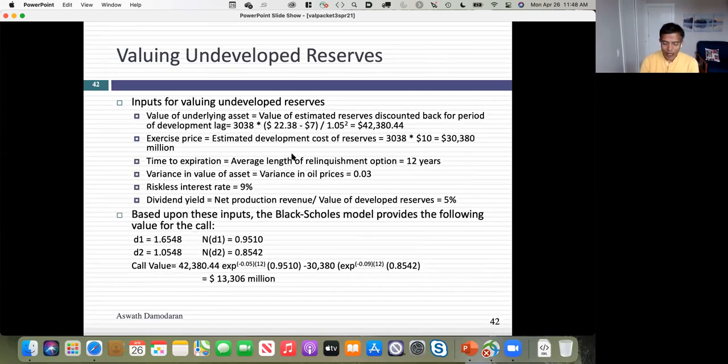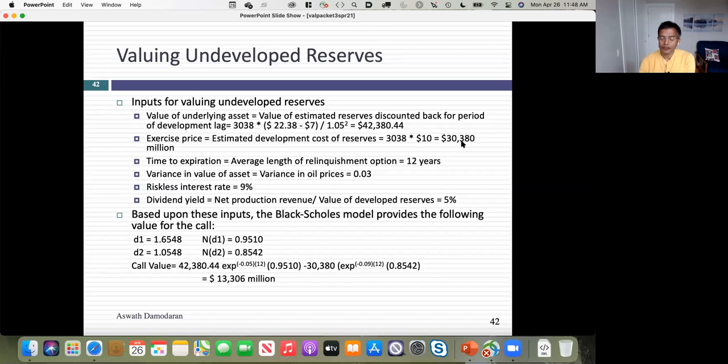So let me try. The value of the oil under the ground, 3,038 million barrels, $15.38 per barrel. There's a development lag of 2 years, which means you got to wait 2 years to get the oil out of the ground. The way I reflect that, it looks like a present value, but basically what I'm doing is removing the cash flows of the first 2 years. It's almost like I'm doing capital budgeting, but I'm saying, look, if I decide to develop the reserves, I get no cash flows in year 1, no cash flows in year 2, and then starting in year 3, I get the reserves producing cash flows. The value that I get of the oil under the ground with a 2-year lag is $42.38 billion.